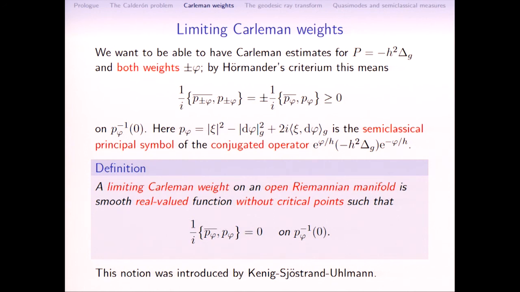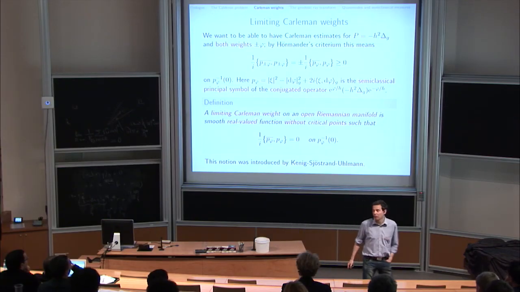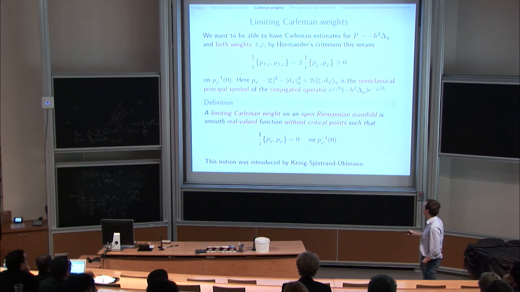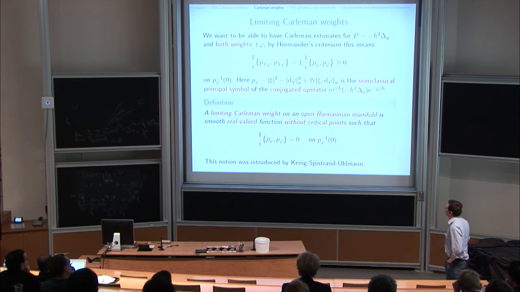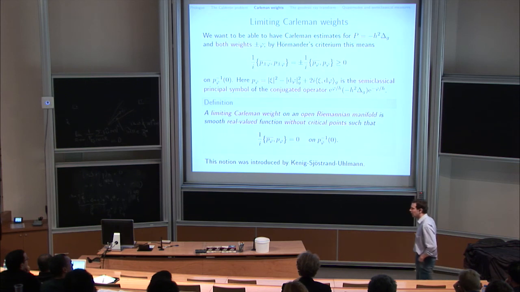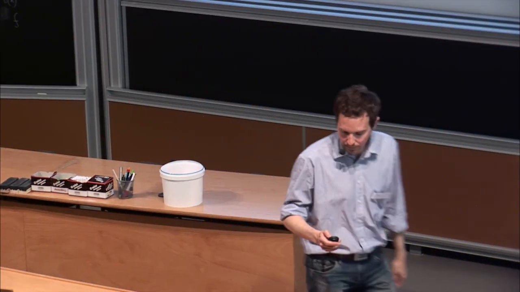So this is called limiting because for the usual Carleman weights which are used in unique continuation, you usually expect this to have a sign here, a strict sign. And this notion was introduced by Kenig, Sjöstrand and Uhlmann to study the partial data problem. So in particular, this log radial function, the t variable, is a limiting weight.